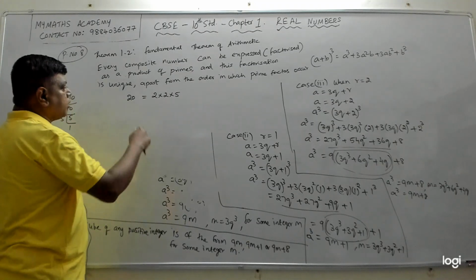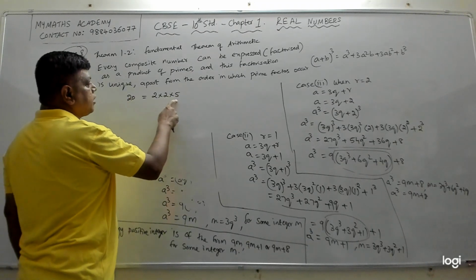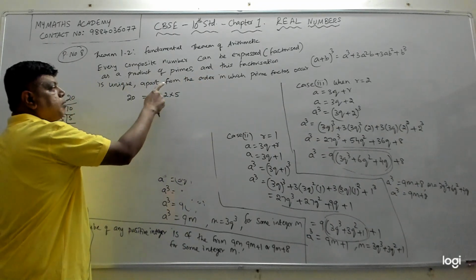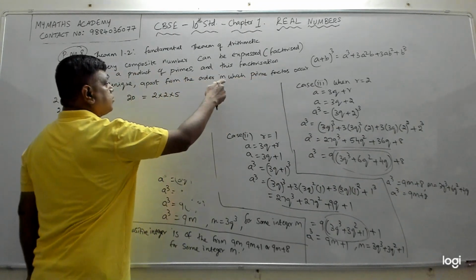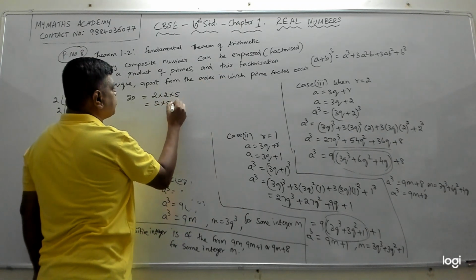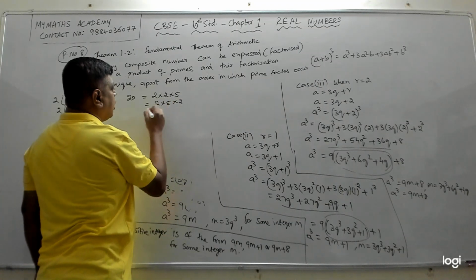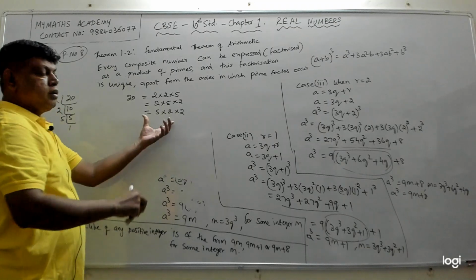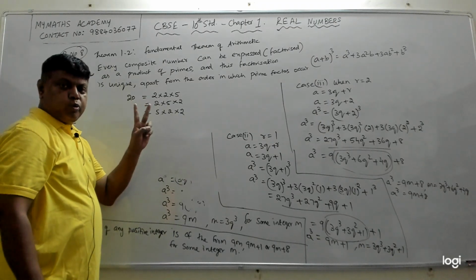Right? So your number 20 can be written in this form. And this factorization is unique. This is the only way you can write it, apart from the order in which the prime factors occur. The order can change. You can write it as 2 into 5 into 2, or you can write it as 5 into 2 into 2. So you can change the order, but it will have two 2s and one 5.